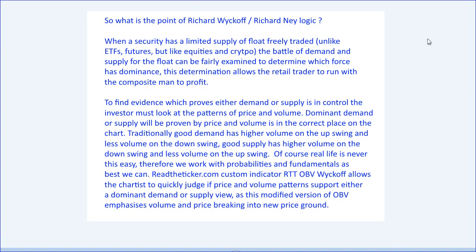Right, carrying on. To find evidence which proves either demand or supply is in control, the investor must look at patterns of price and volume. Dominant demand or supply will be proven by price and volume being in the correct place on the chart. Traditionally, good demand is a higher volume on the upswing and less volume on the downswing. Good supply is a higher volume on the downswing and less volume on the upswing. Of course, real life is never this easy. Therefore, we work with the probabilities and fundamentals as best we can.